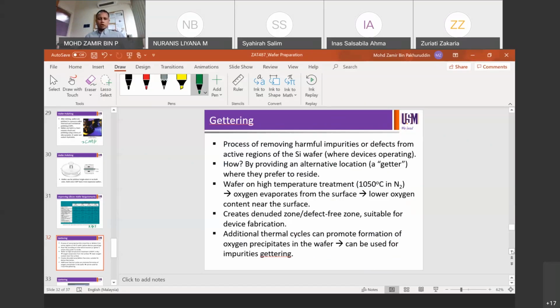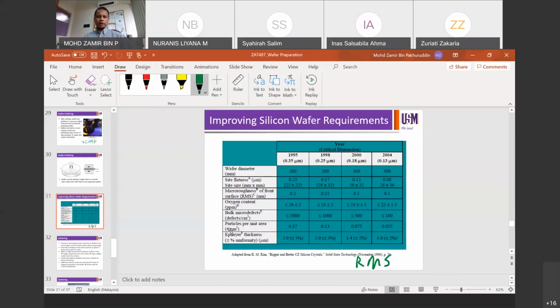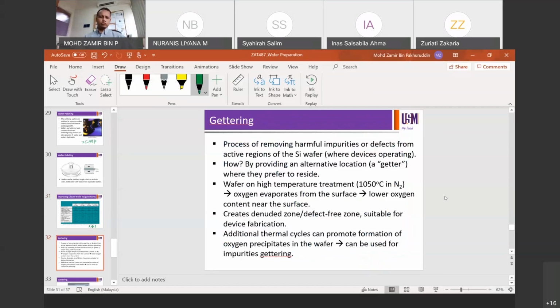Another process is called gettering. It sounds like gathering, but it's gettering. It's a process of removing harmful impurities or defects from the active regions of the silicon wafers where devices will be operating. If you look at the particles per unit area in the last row, the number of particles per cm squared is not that high, but we still have to do the gettering process, even though we have already made sure that defects are low from our growing process, cutting process, and lapping and CMP processes.